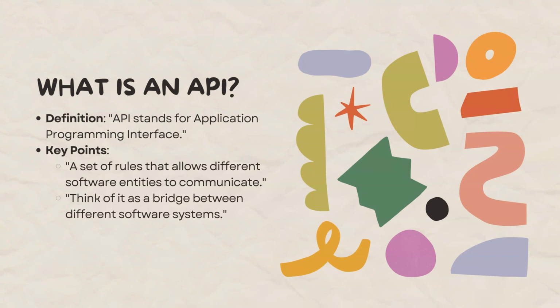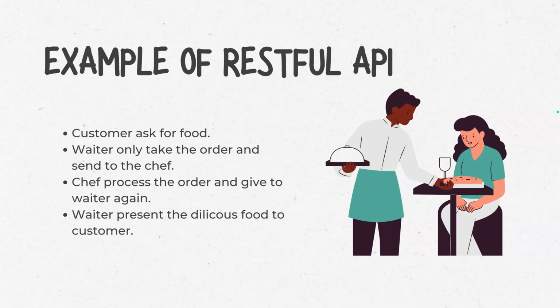So what exactly is an API? Well, API stands for Application Programming Interface. In a very simple manner, it's a set of rules that lets different software entities communicate with each other. Now, let me give you a real life example.